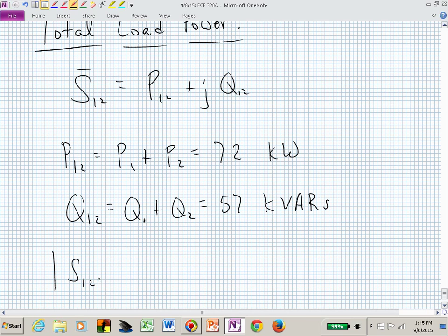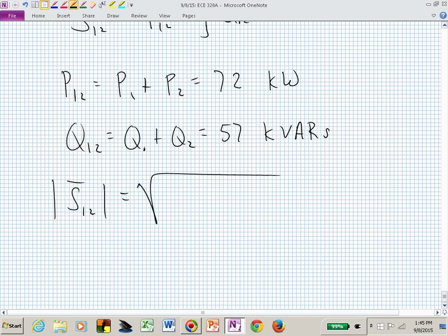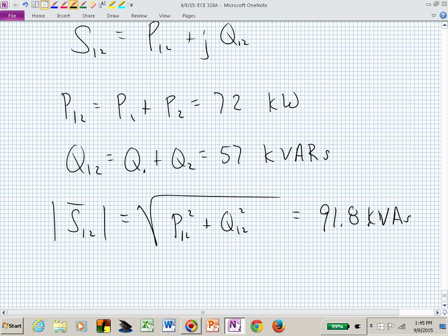What's the apparent power of those two loads combined? It's now just the hypotenuse of that complex power right triangle, the square root of P12 squared plus Q12 squared, which ends up being 91.8 kVA. Now what I want to do is figure out how do I maybe get rid of this 57 kilovars with a capacitor. It's positive. It's looking like an inductor. I now need to get rid of that and make my power plant look like all it's seeing is a pure resistive load that needs 72 kilowatts. And that's where we'll pick up on Thursday.